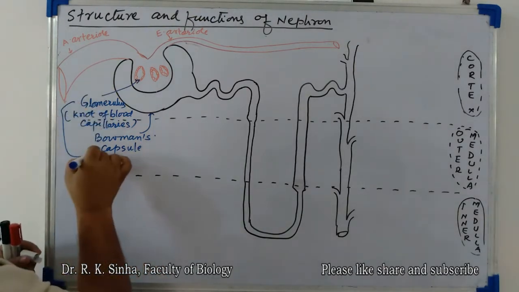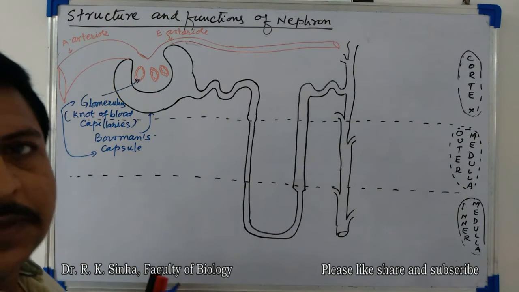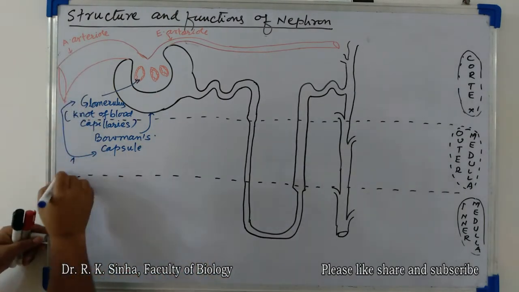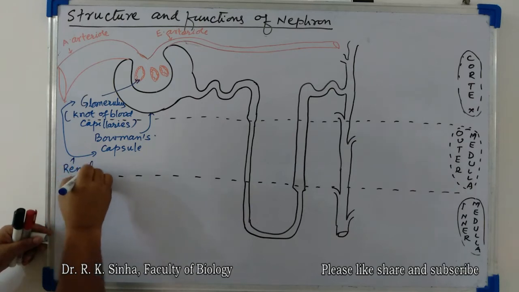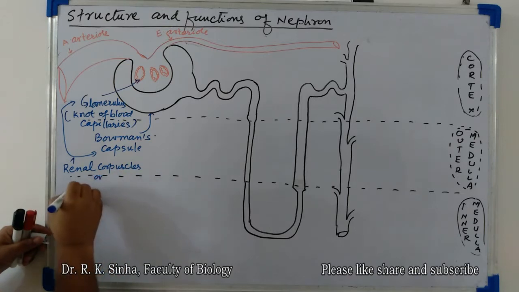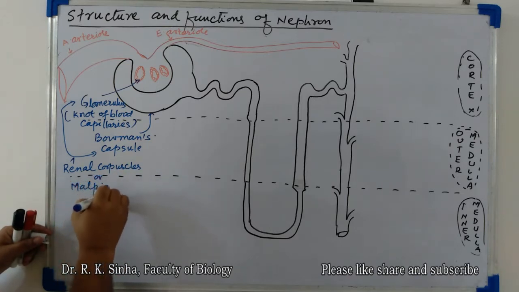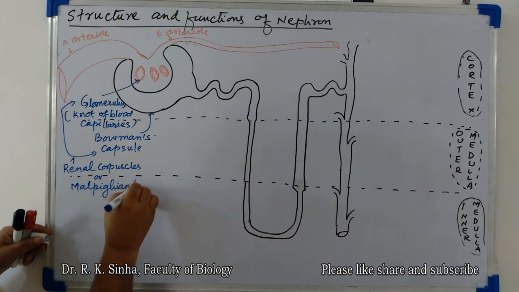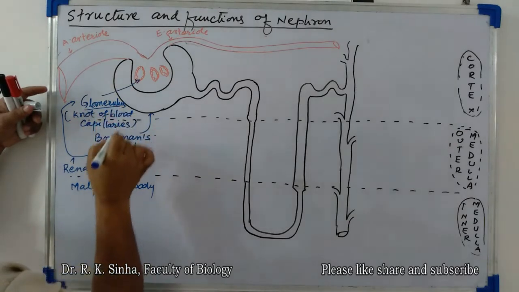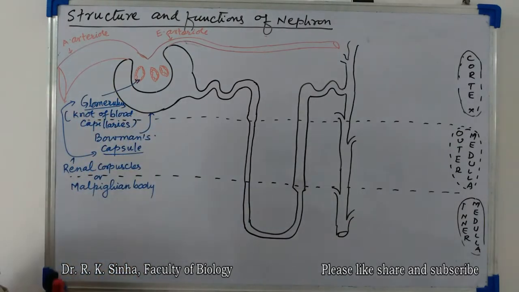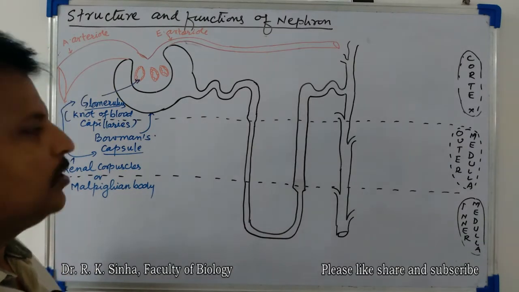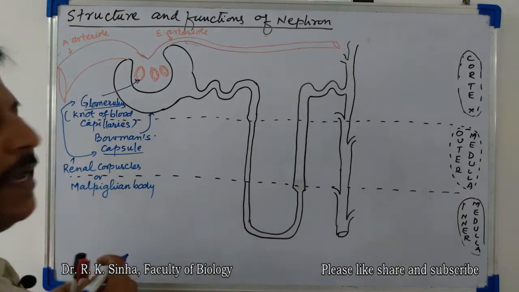Both structures collectively are called the renal corpuscle or Malpighian body. This glomerulus plus Bowman's capsule are collectively called the renal corpuscle or Malpighian body.